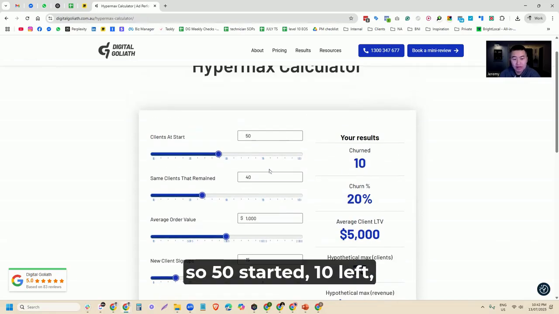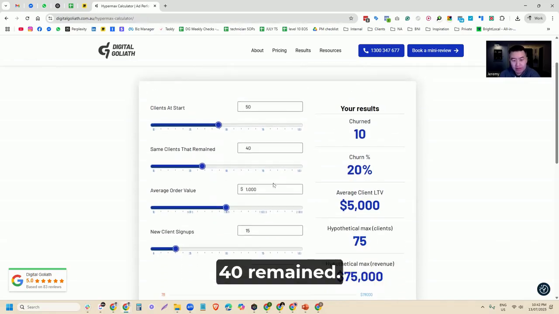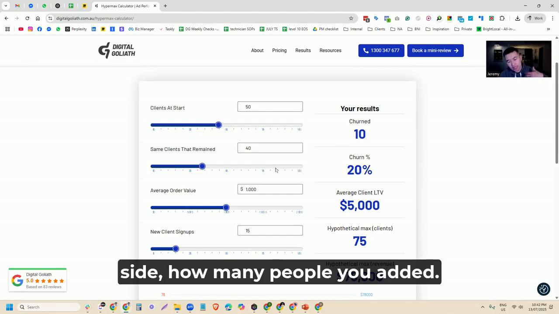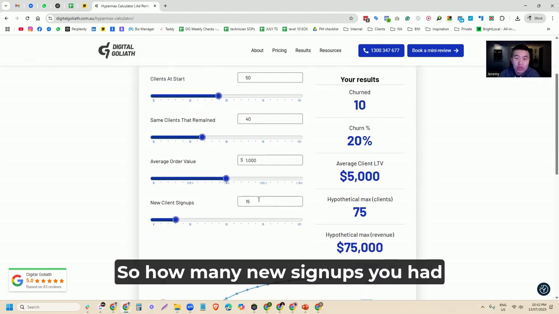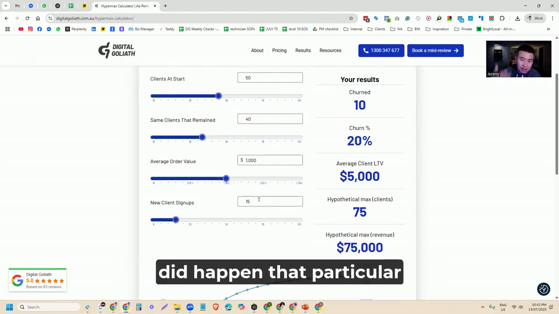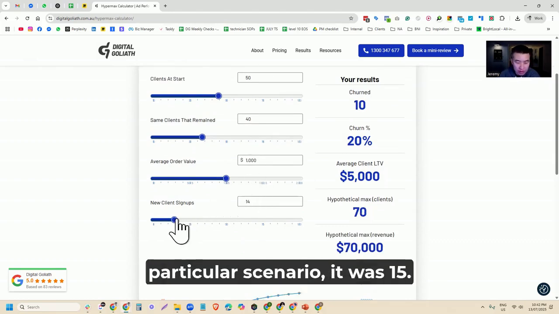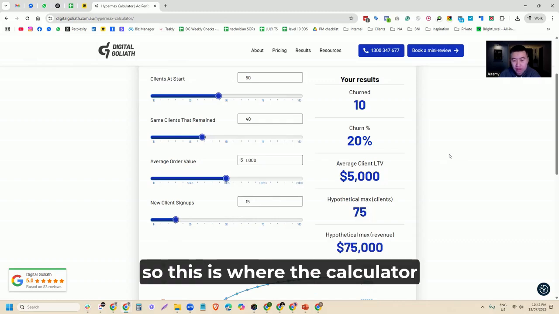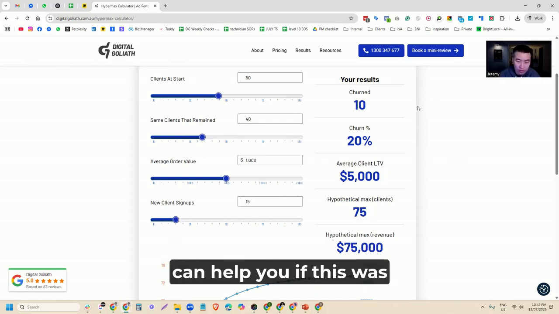So 50 started, 10 left, 40 remained, charging $1,000 each. Right? Good so far? Okay. So now your client acquisition side: how many people you added? So how many new signups did you have that particular month, right? And let's just say for this particular scenario, it was 15. Okay. So this is where the calculator can help you.